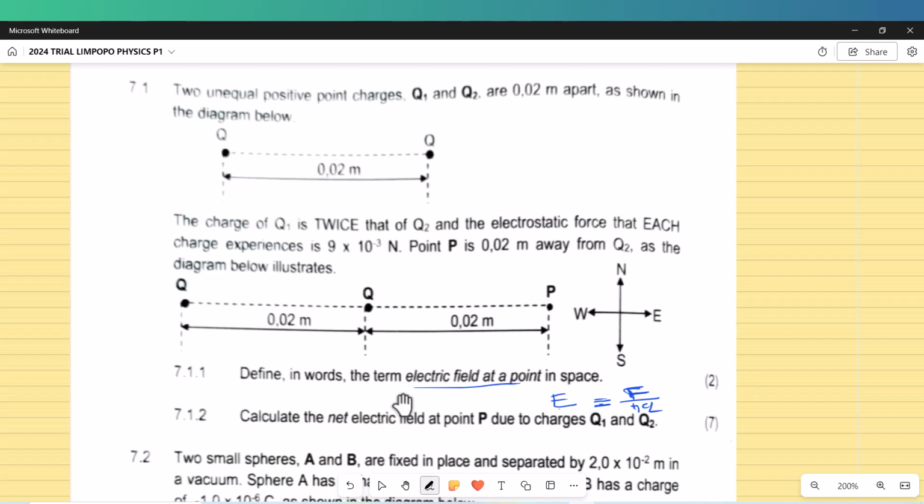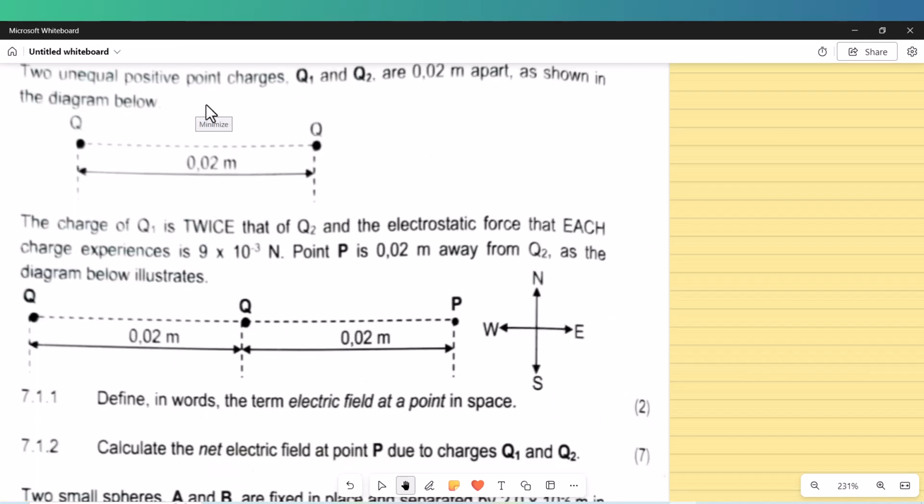Next, calculate the net electric field at point P due to charges Q1 and Q2. So I want to find the E at point P due to charges Q1 and Q2. So what do I do here? Before I find the electric field at point P due to Q1 and Q2, I need to know the charges.